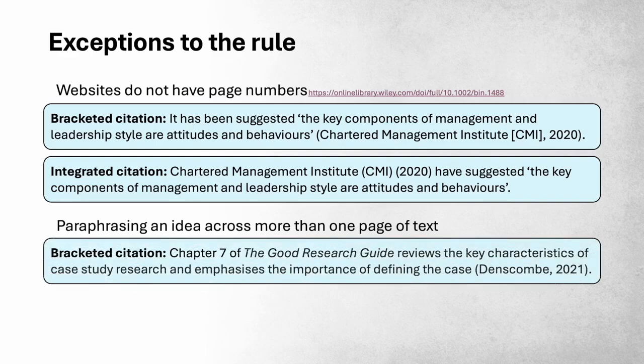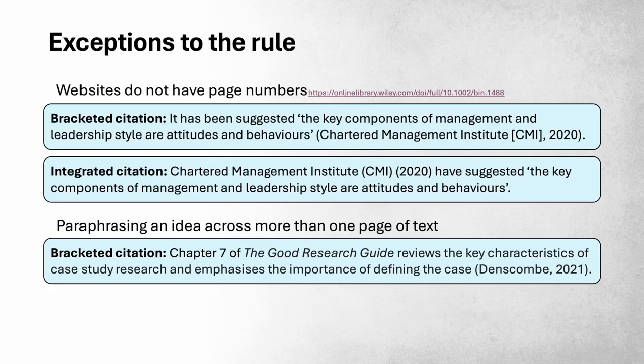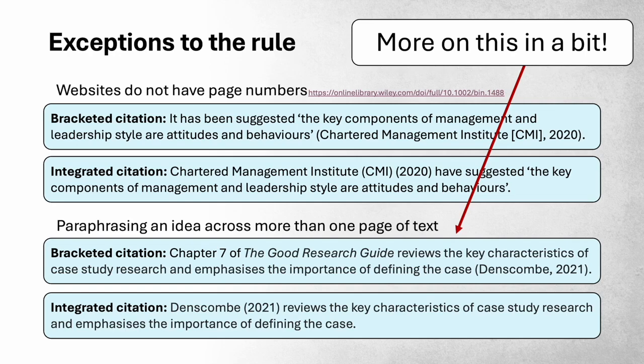A bracketed citation might look like this. Here we've got a paraphrase showing an overview of an entire chapter. And then in the brackets at the end, we have the author, comma, and the year the source was published. We could also integrate it by beginning with the author, following with the year in brackets, and then the overview of the chapter. That will mean if we paraphrase from a single page of text, we must add a single page number. But there'll be more on this in just a moment.